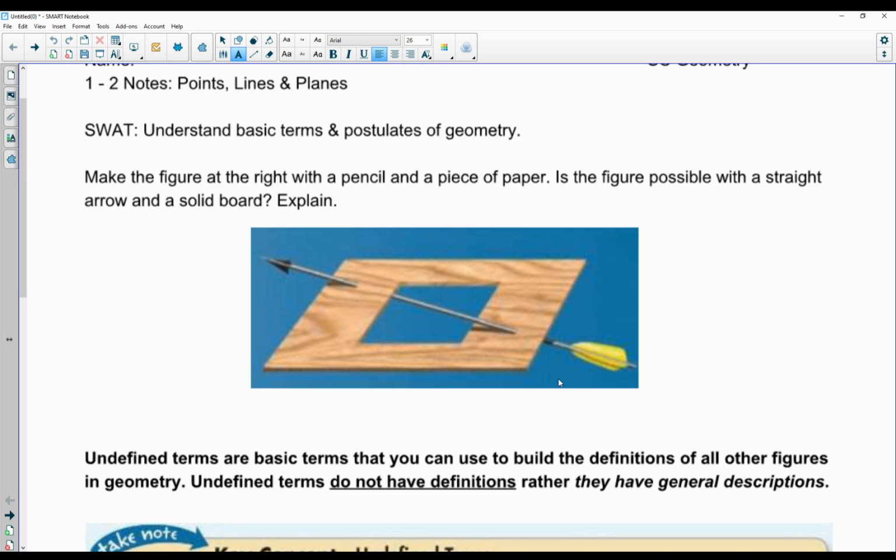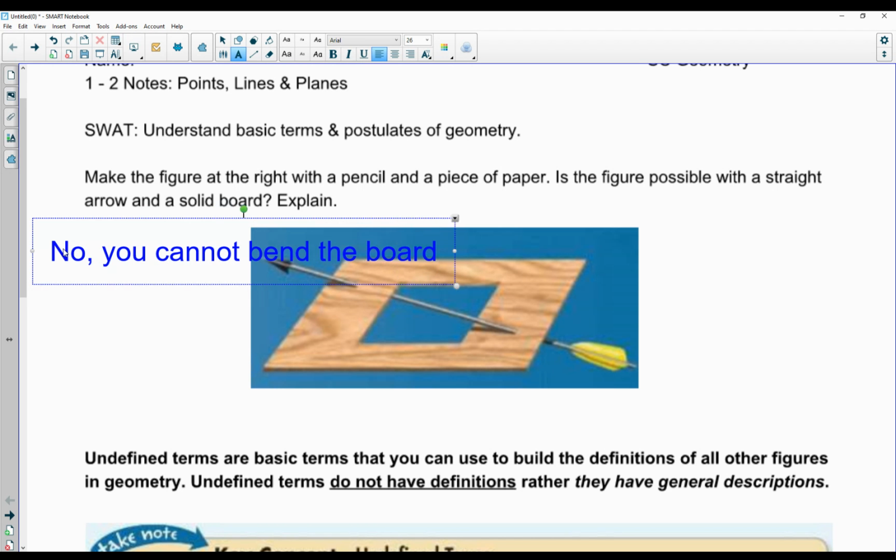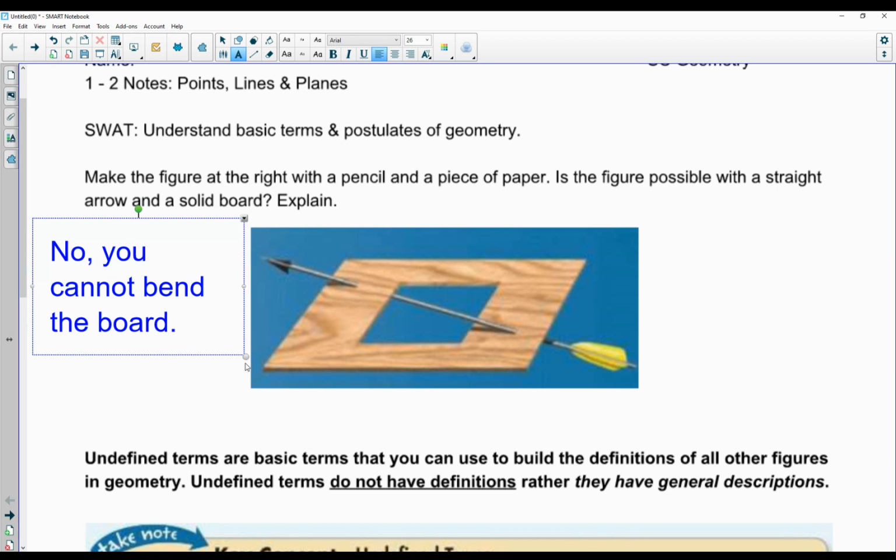In order for this to happen, the board, in a sense, would have to bend to allow it to go back through. So your answer here is no, and you cannot bend the board. In order for that to actually happen, the board itself would have to bend, and that's not going to happen.